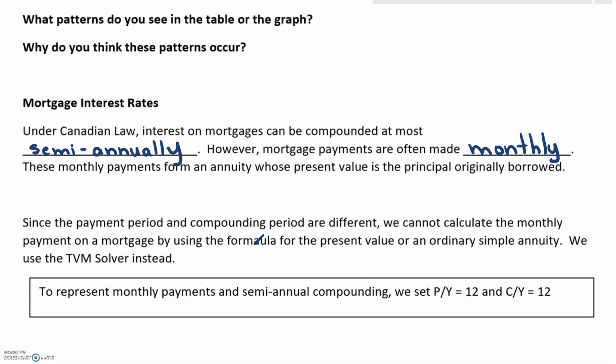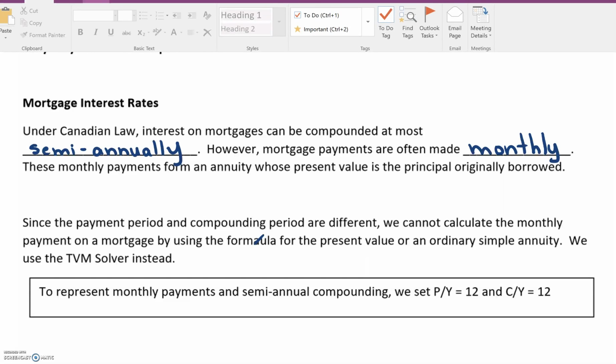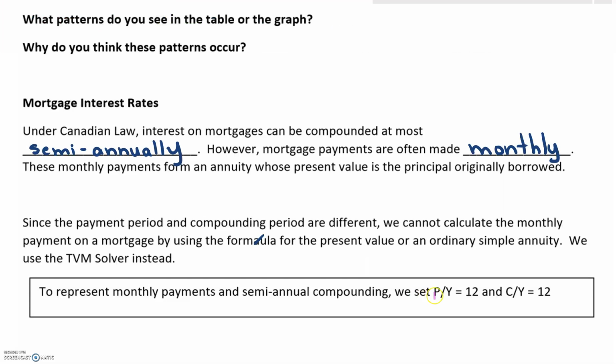There's actually no way of doing this by hand. You have to use technology, whether it be an Excel spreadsheet or the TVM solver. I'll show you how to do that when we get there. What's important is that when you use the TVM solver, you're setting the payments per year at 12 and the compounding periods per year at 12 as well.